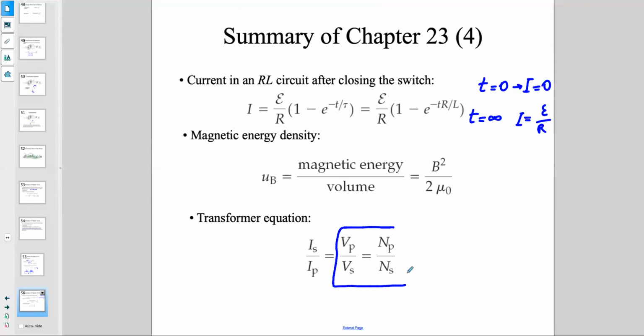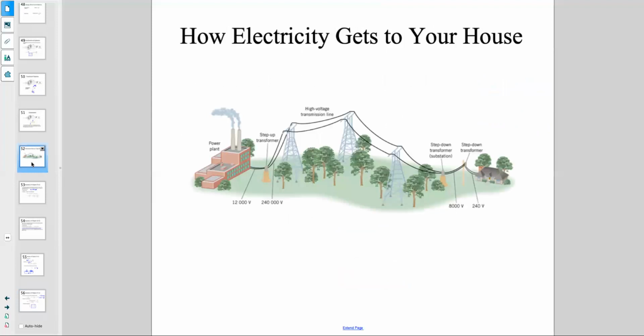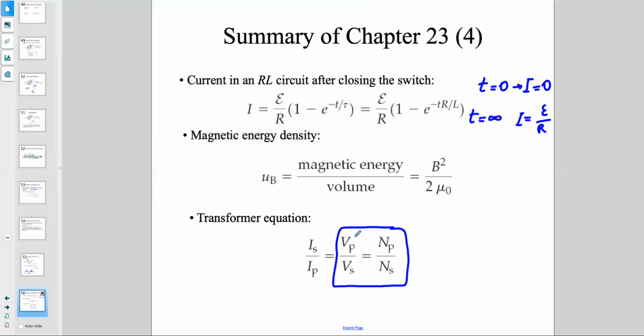We know what this part was. N_P over N_S is directly proportional to the EMF of P, the primary coil, to the secondary coil, but then this is inversely proportional to their currents. It means if you have a small voltage, then you have a high current, and this is exactly what's happening once we want to get voltage from the power plants to our house. Okay, if you have a low voltage, then you have a high current. Okay, this is the end of chapter 23.